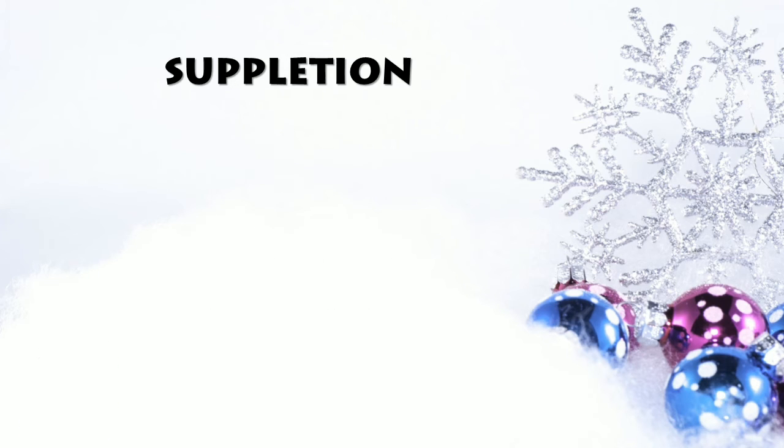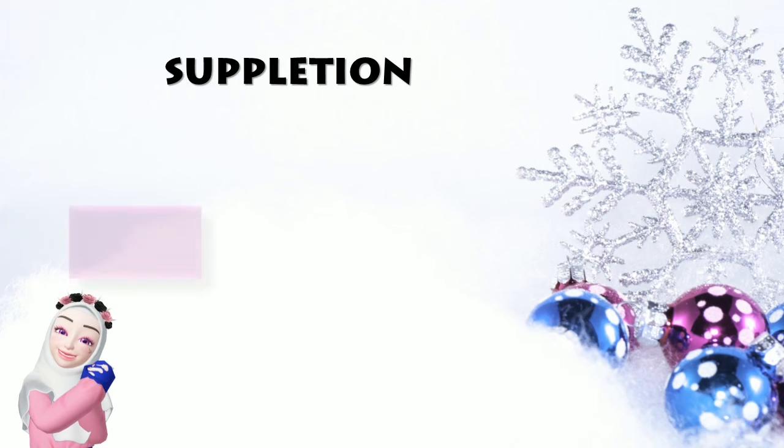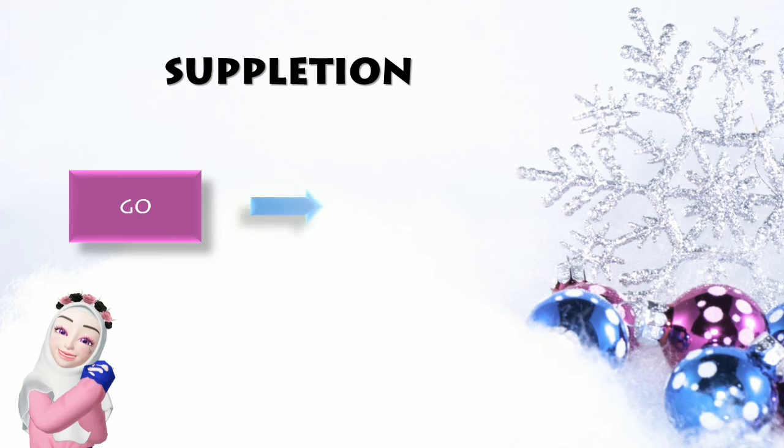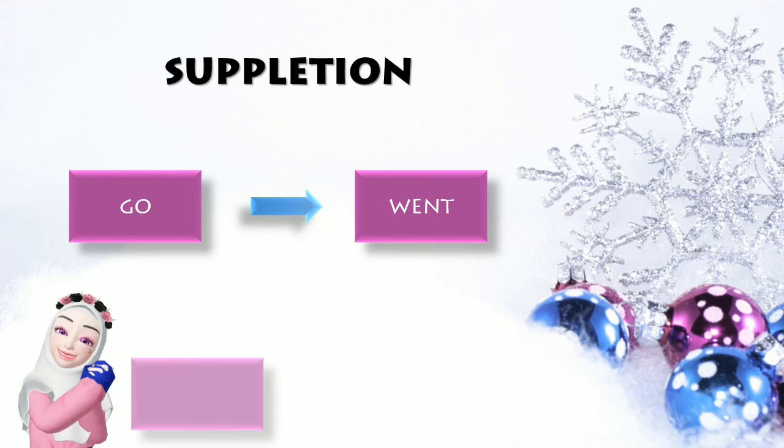For example, suppletion occurs when inflected forms of a word have different roots. In English, this is rare, such as go becomes went and be becomes were. That is compared with walk, walked and cook, cooked.